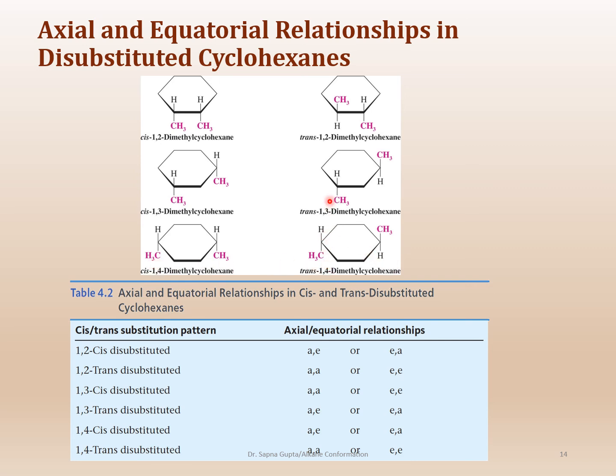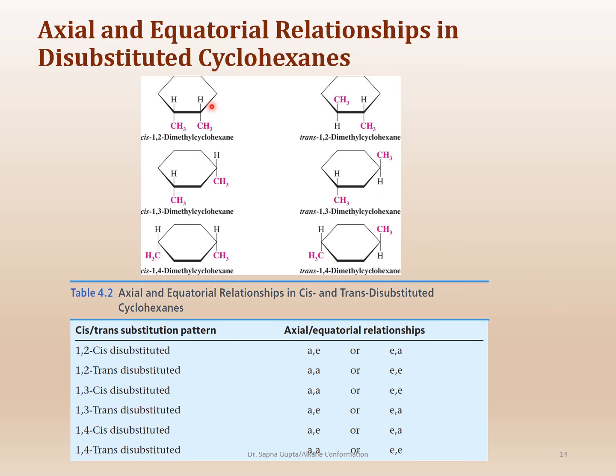Again, remember the trans has to do with the hydrogens, and this also has to do with the hydrogens. So when you have a cis relationship, the cis relationship means that the two hydrogens are going in the same direction. When the two hydrogens are going in the same direction, it means they're either both going down or they're both going up. This is a very important thing to remember.